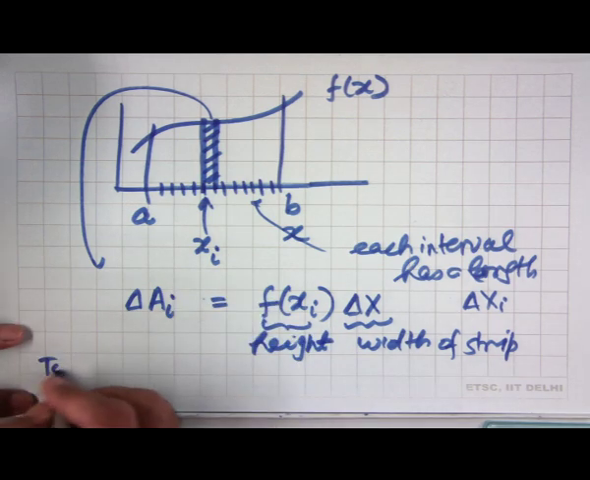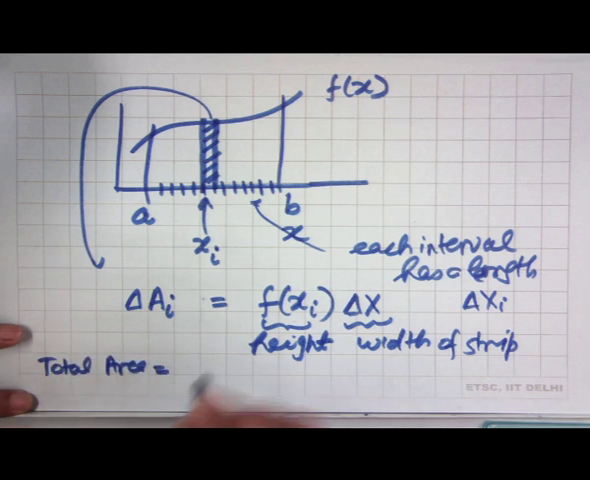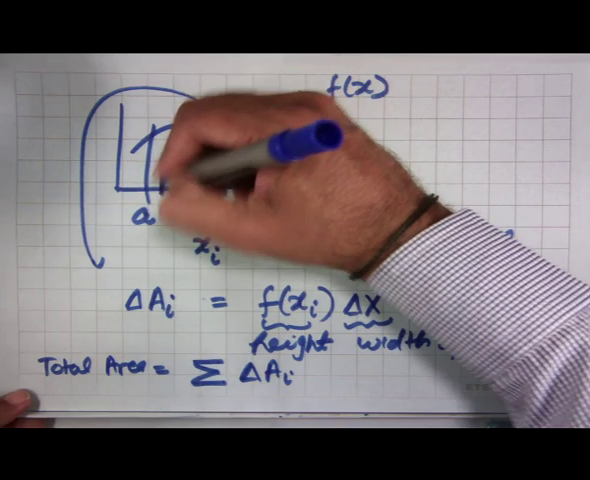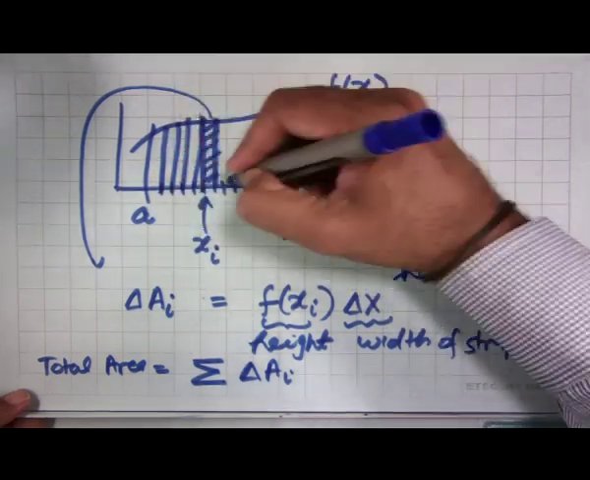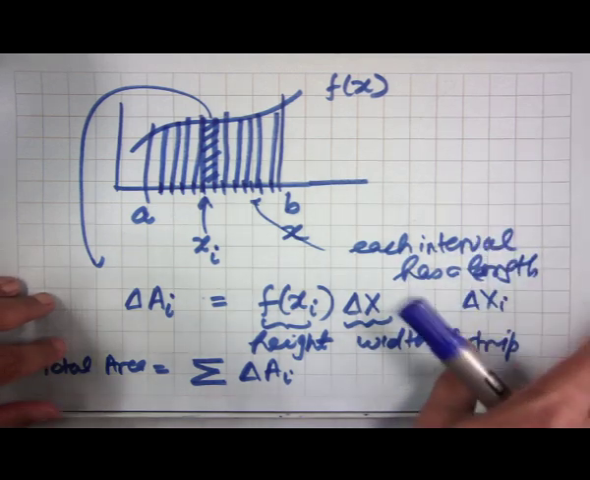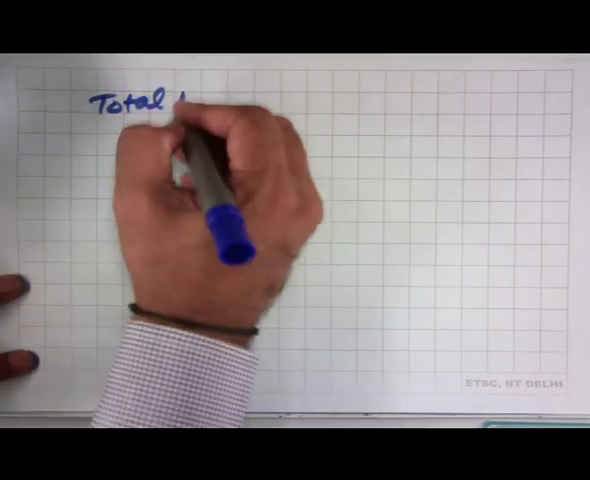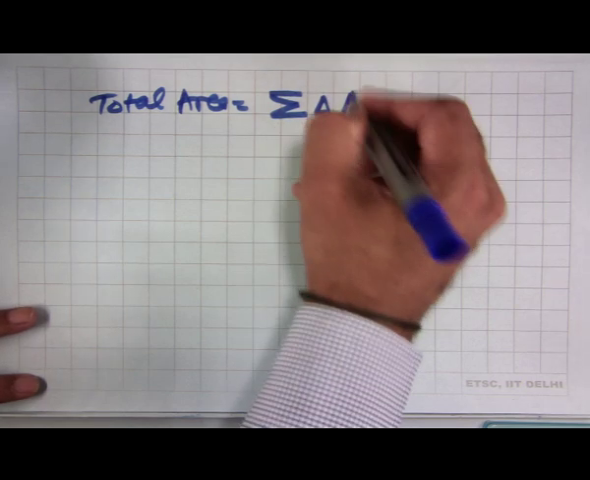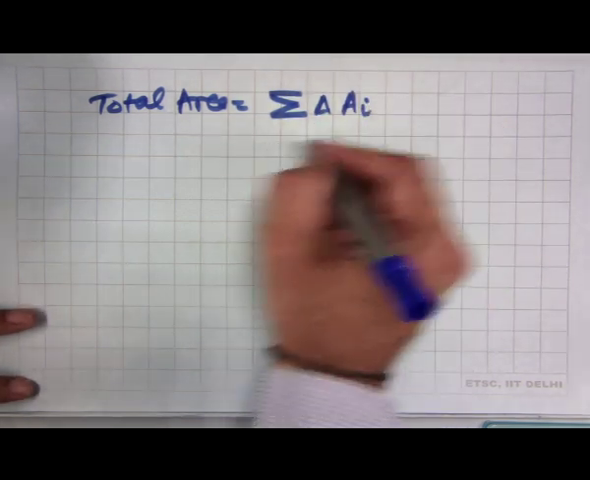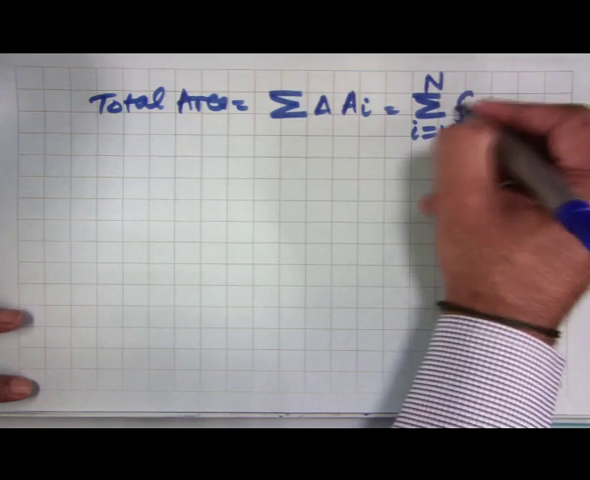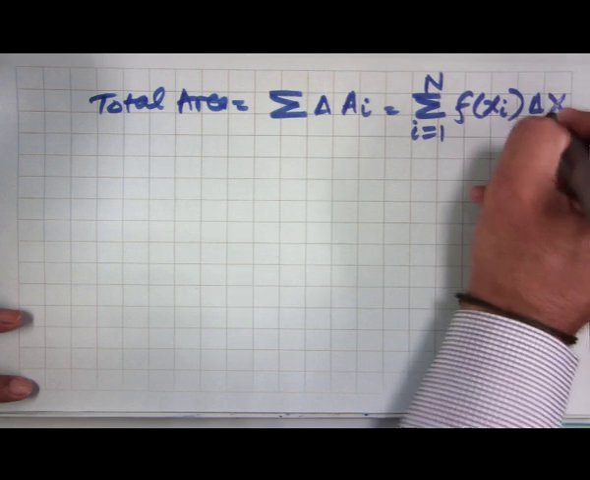So the total area will be equal to the summation of all these delta ai. That means I take all these areas and add them up, and that will give me the total area. If I write this, the total area is, with capital sigma as the symbol for summation, the sum of delta ai. So this will be equal to the sum of i going from 1 to n of f of xi delta x.